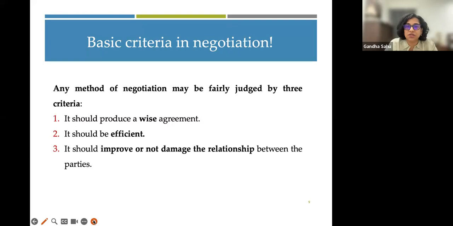The basic criteria in negotiation: it should produce a wise agreement, it should be efficient, and it should improve or not damage the relationship between the parties. If we follow the process the way it's designed, and we are careful about the way we communicate, I can tell you that the third point is almost a given.